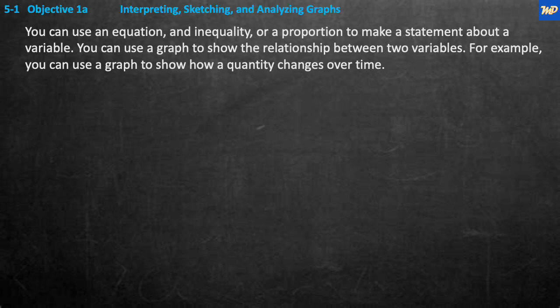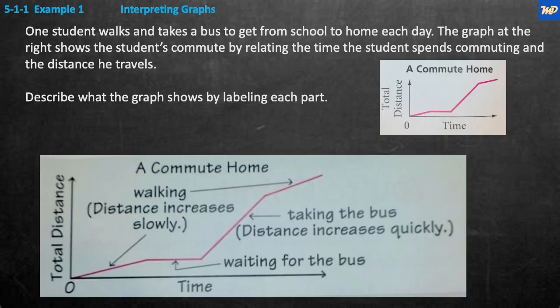Okay, objective 1, interpreting, sketching, and analyzing graphs. You can use an equation, an inequality, or a proportion to make a statement about a variable. You can use a graph to show the relationship between two variables. For example, you can use a graph to show how a quantity changes over time.